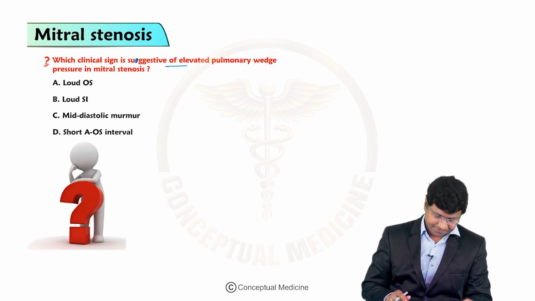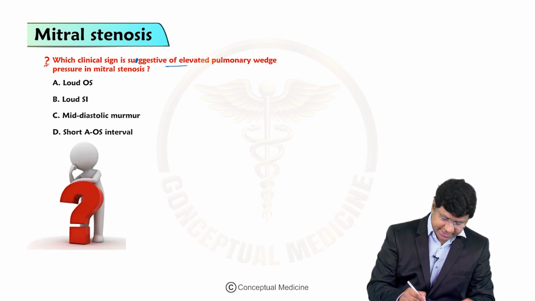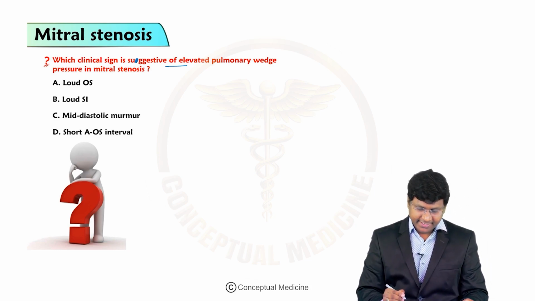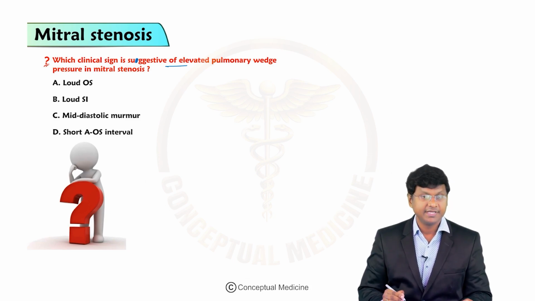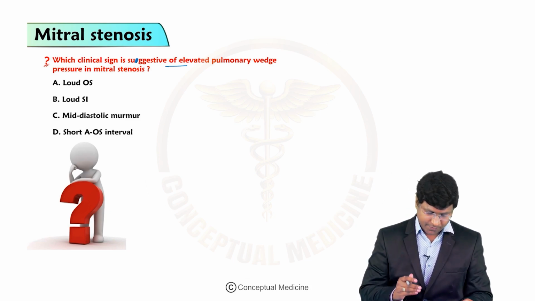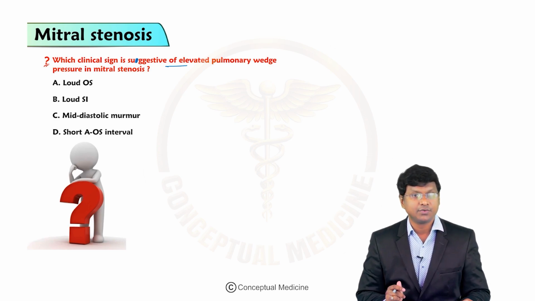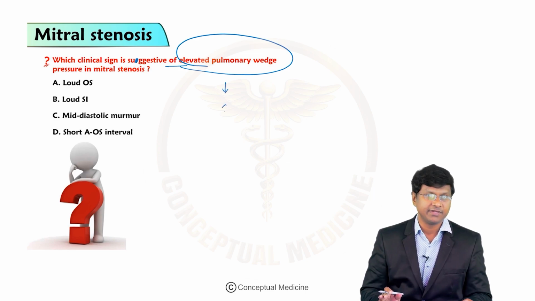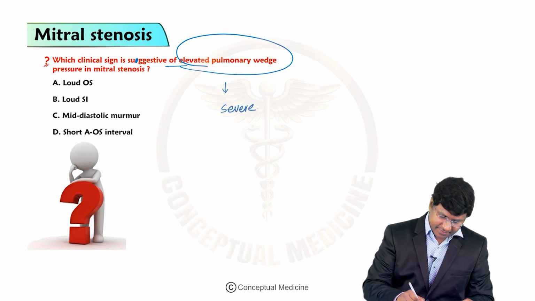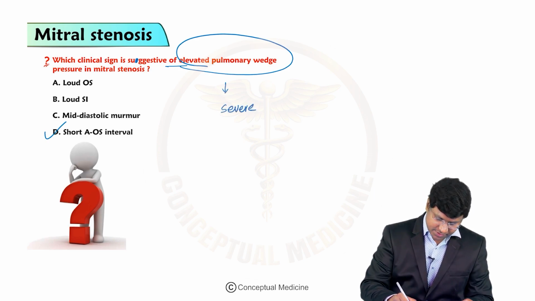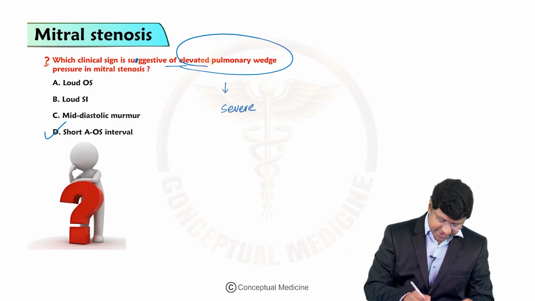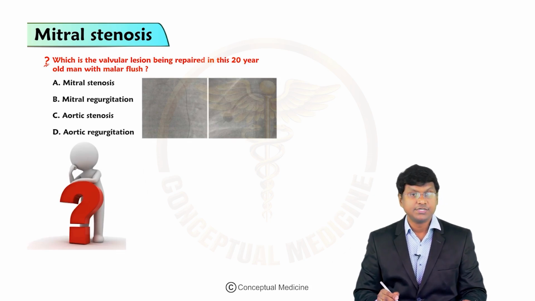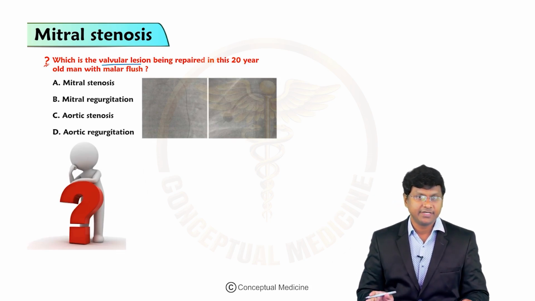Okay, next. Which clinical sign is suggestive of elevated pulmonary wedge pressure in mitral stenosis? The options are loud OS, loud S1, mid-diastolic murmur, short A2 OS interval, right? So elevated pulmonary capillary wedge pressure means it should be a severe mitral stenosis. So the one which is suggestive of severe mitral stenosis is short A2 OS interval.